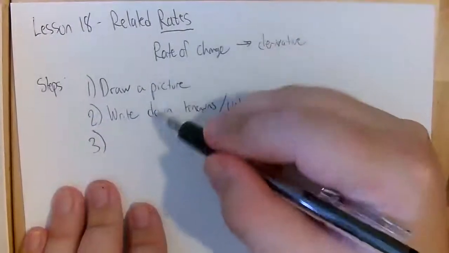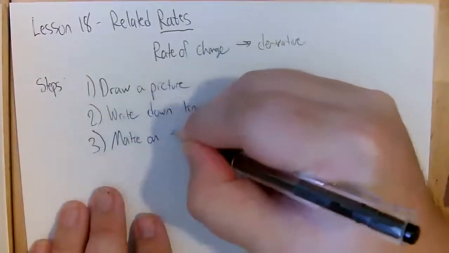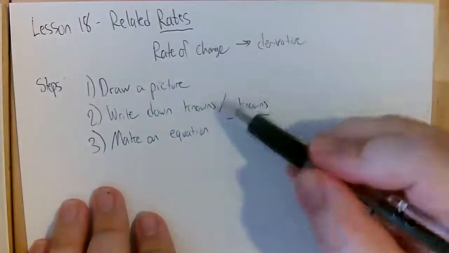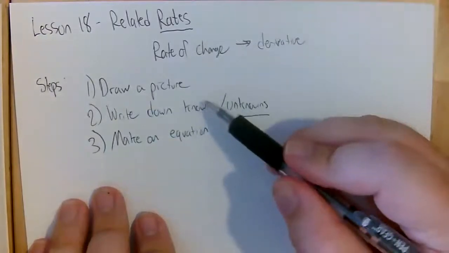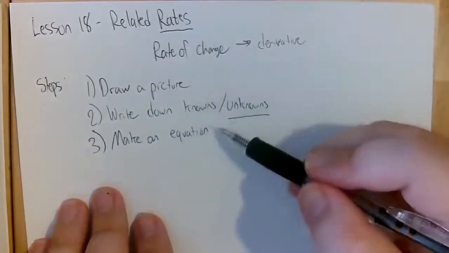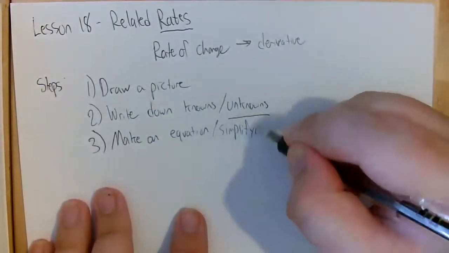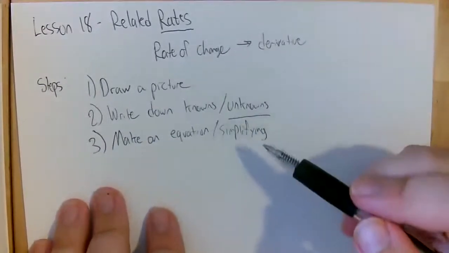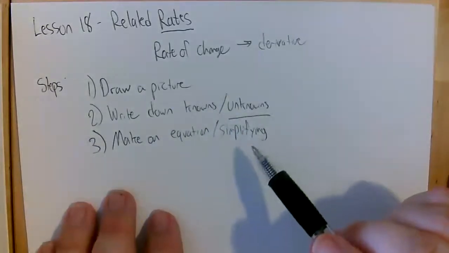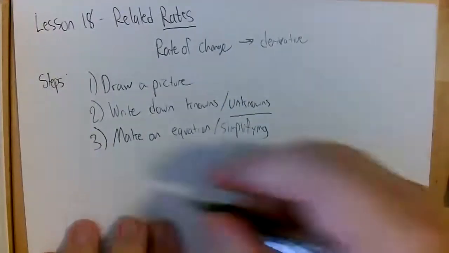All right, after we've established all of our information in the scenario, then we want to make an equation. We want to make an equation that relates the knowns and the unknowns together. So hopefully we use our known information to help us get the unknown information. So we're going to make an equation, and sometimes this involves simplifying the equation as well. Sometimes we get an equation with too many variables in it, so we may need to use some information about the problem in order to eliminate some of those variables, or at least make things simpler before we move on to the next step.